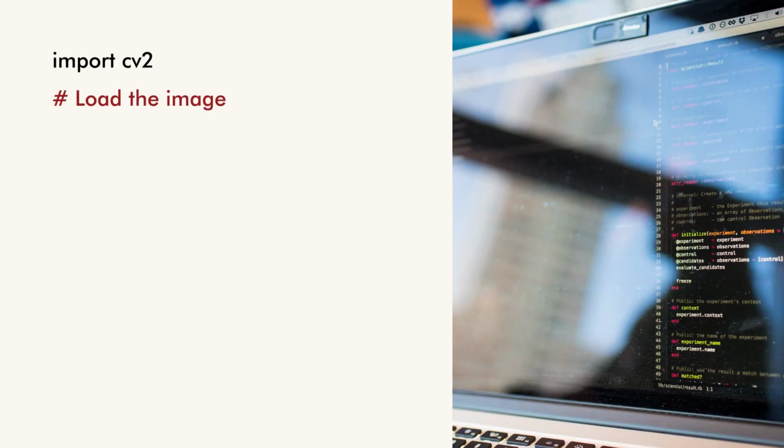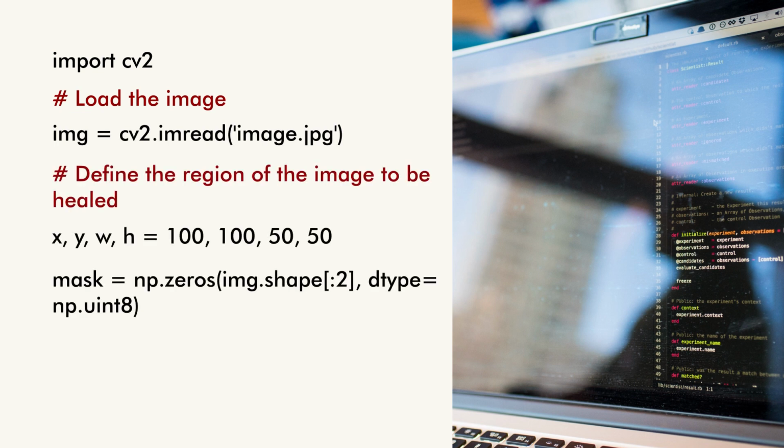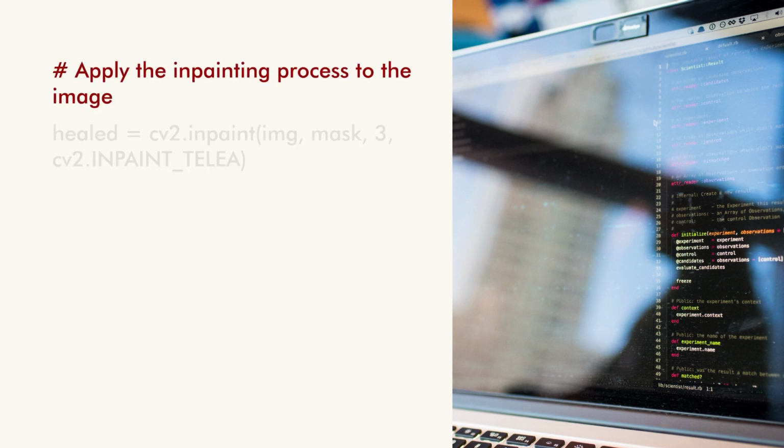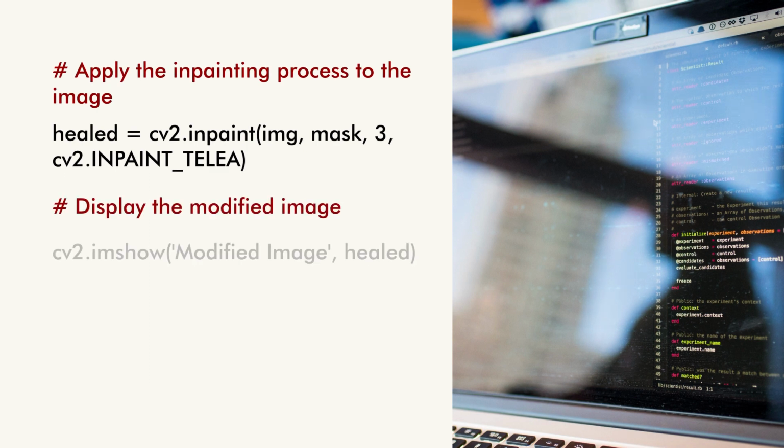Healing involves removing unwanted objects or blemishes from an image by blending the surrounding pixels over the blemish. The following code demonstrates how to use the cv2.inpaint function in OpenCV to heal an image. So, by this code we can learn how to use that healing function. For that we have to import the libraries, then load the image. After that we have to define the region of the image to be healed. Then apply the inpainting process to the image that is going to be healed. Then display the modified image by imshow.